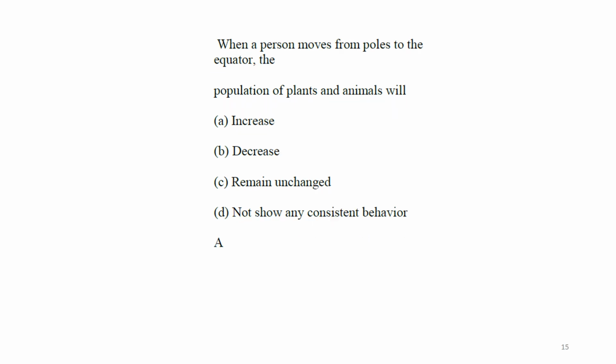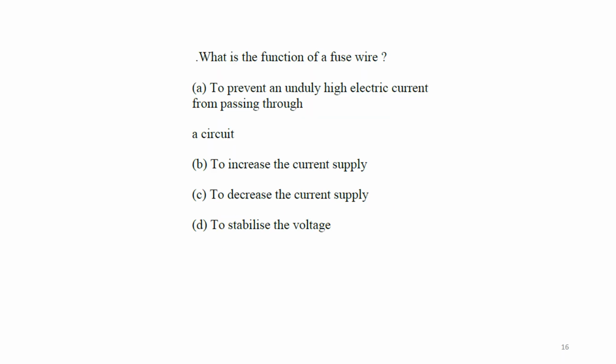So here, when a person moves from pole to equator, the population of plant and animal will increase. Okay, so the answer is A.